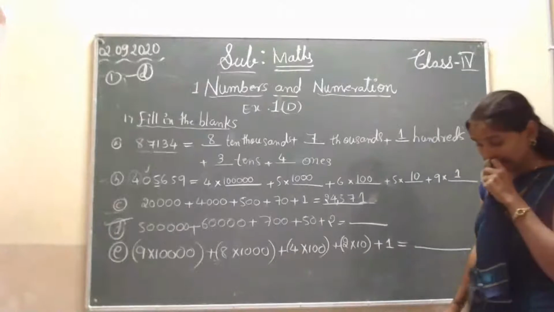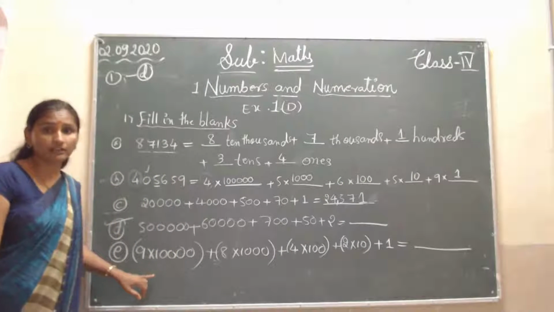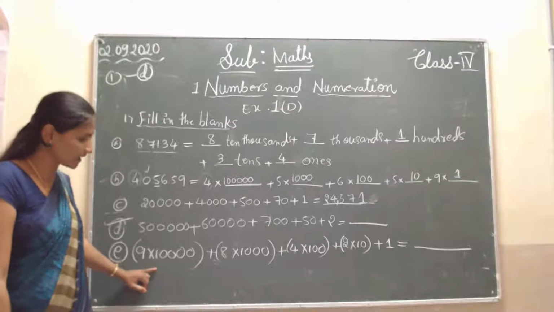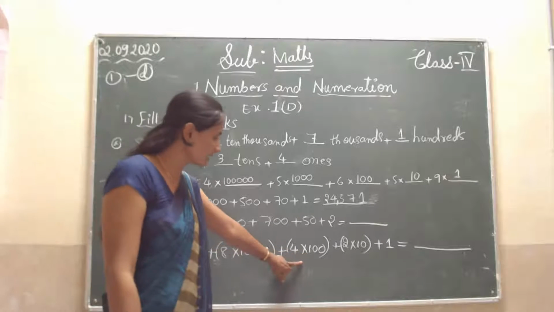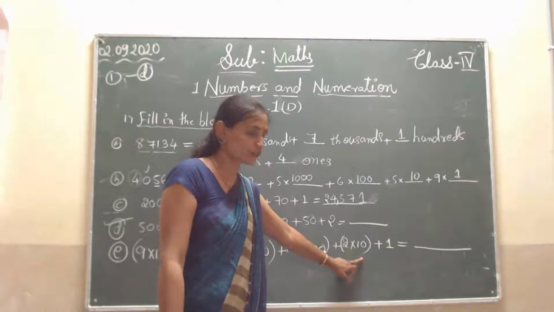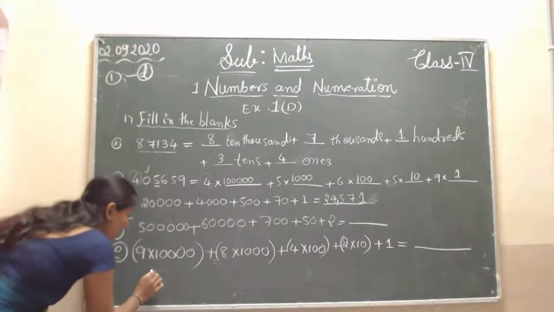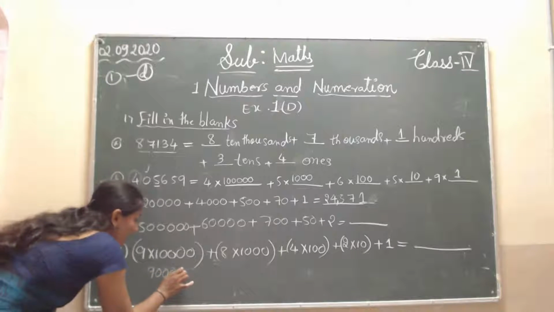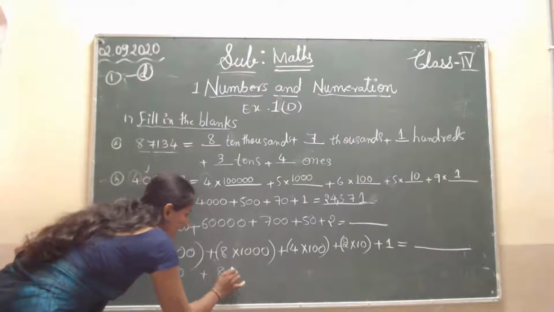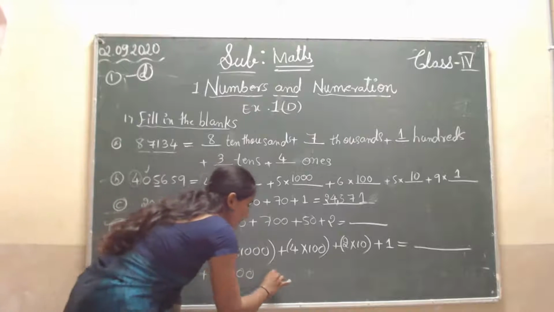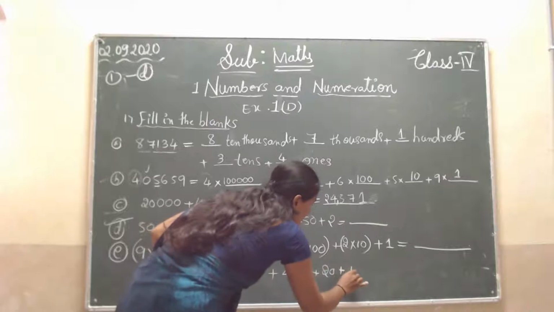Okay, students, just listen. So 9 into 10,000, what is the value? 9 into 10,000 means 90,000. 8 into 1,000 is 8,000. 4 into 100, 400. 2 into 10, 20. So 1. So we'll write 90,000 plus 8,000 plus 400 plus 20 plus 1.